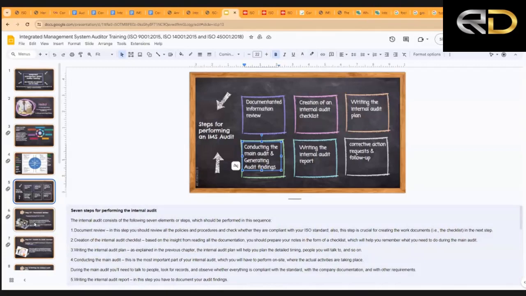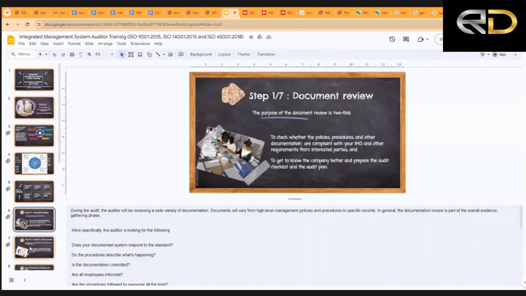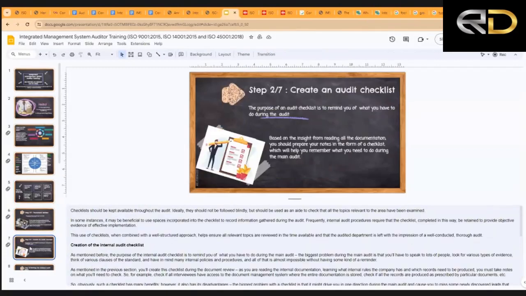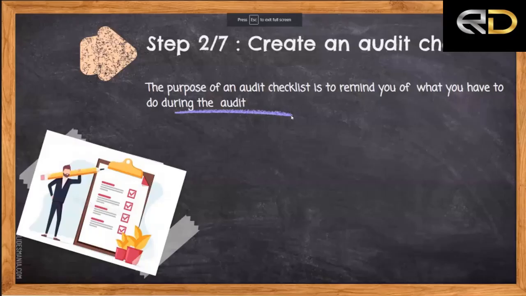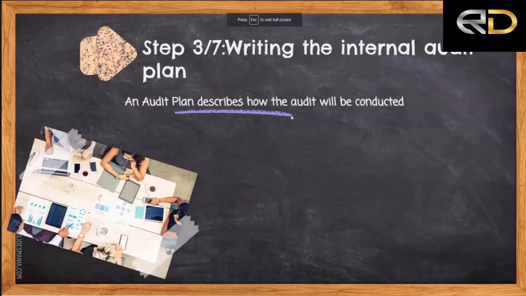After documented information review, you now know what to look at and what to look for. You create an audit checklist to see what kind of evidence to gather. Now, step number 3, you need to write an internal audit plan. What is happening here? In the internal audit plan, you are communicating with the auditees: this is the result of the documented information review, and this is the audit checklist.